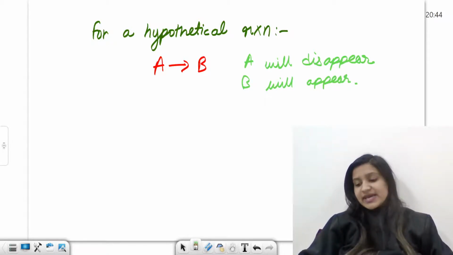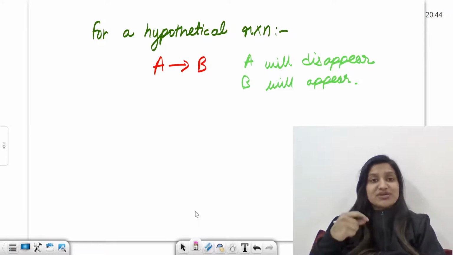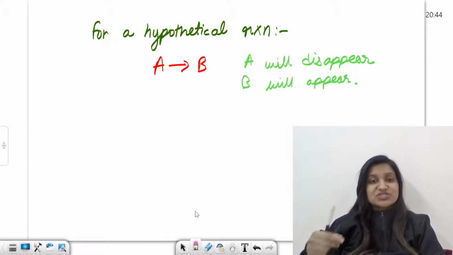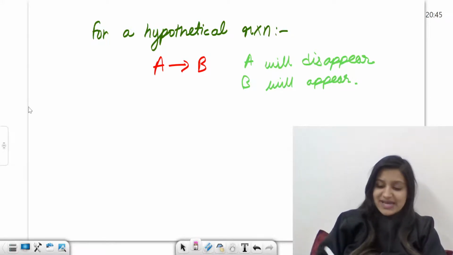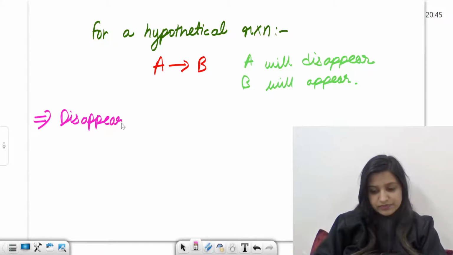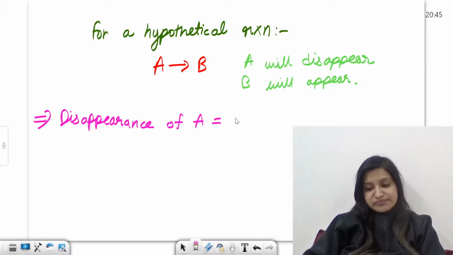So we say that the rate of disappearance of A, meaning the speed at which A is disappearing, will be equal to the rate of appearance of B, meaning the speed of appearance of B. So we say that disappearance of A will be equal to appearance of B.